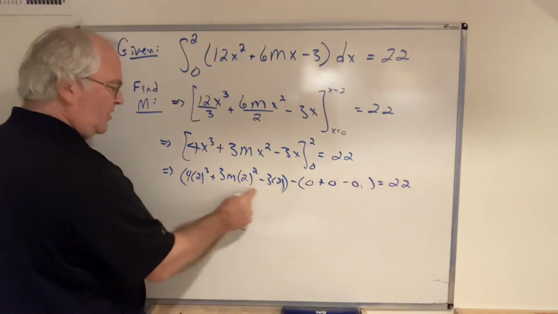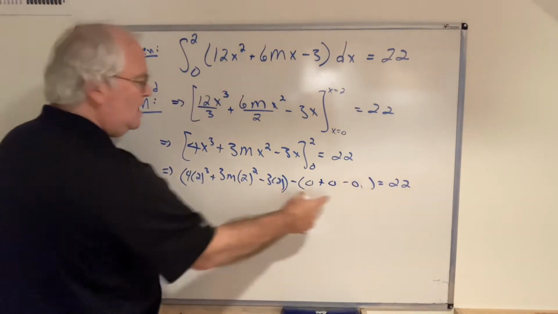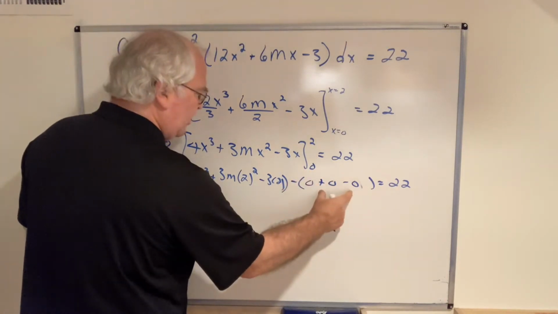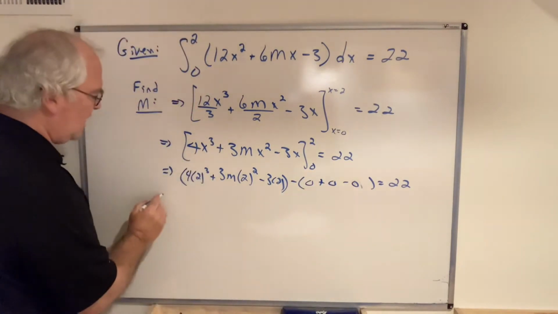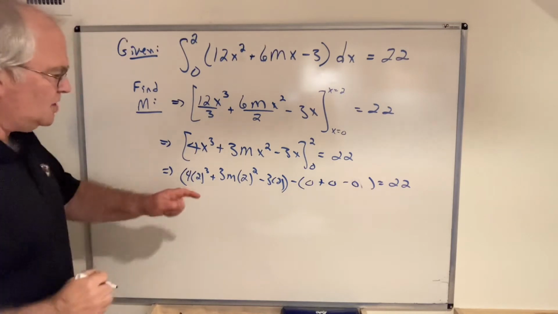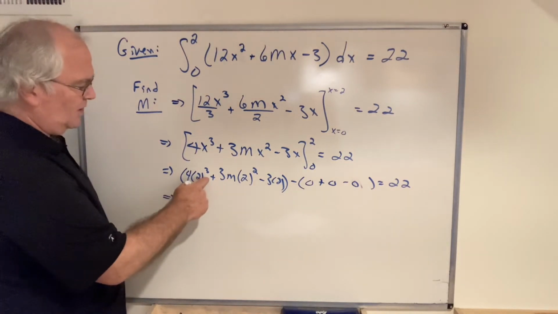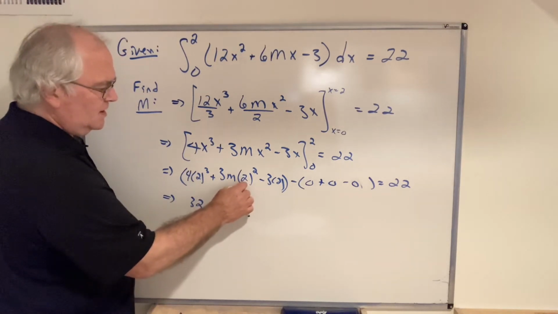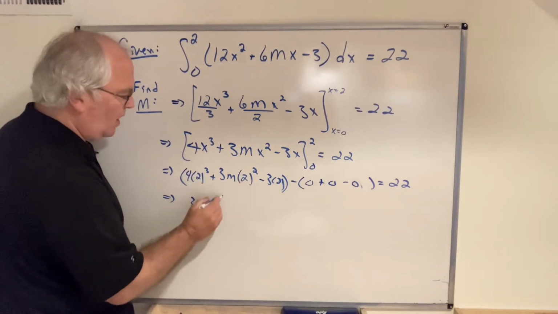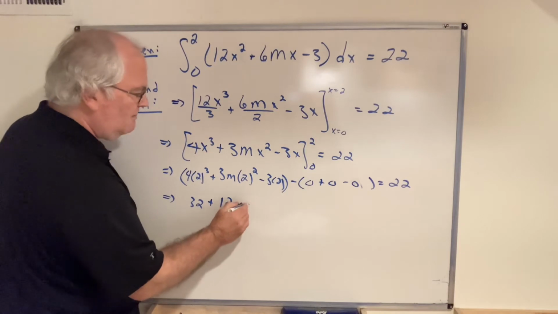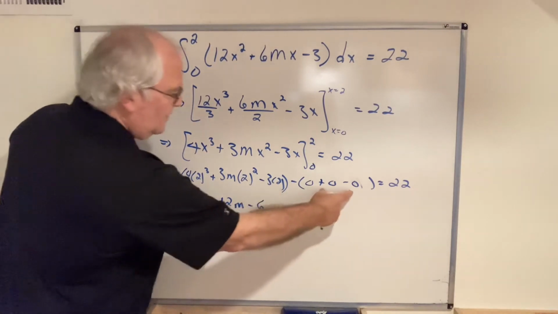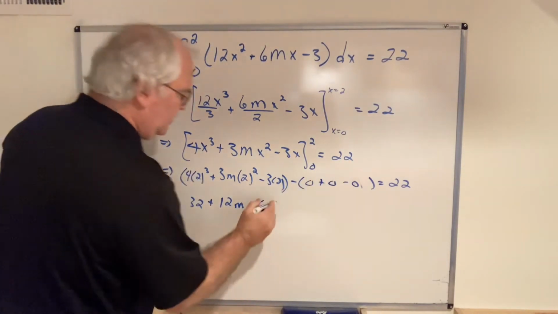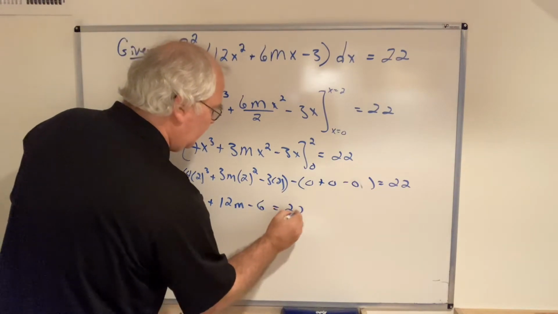Notice this expression is now in terms of m. If this were not 0, this would be an expression in terms of m. And so now we're going to create an equation involving m. 2 to the third is 8. 4 times 8 is 32. 2 squared is 4 times 3 is 12m, minus 6. This falls out because coincidentally they're all 0. But that's still equal to 22.